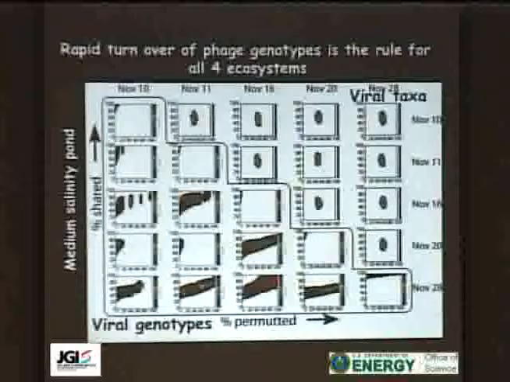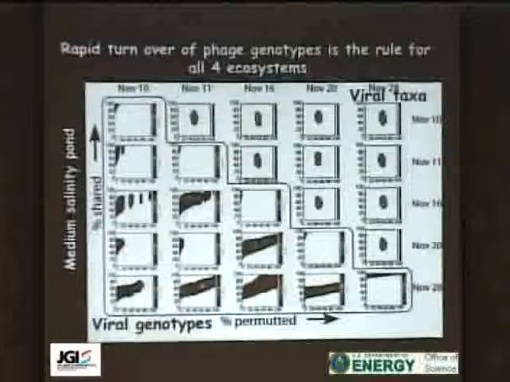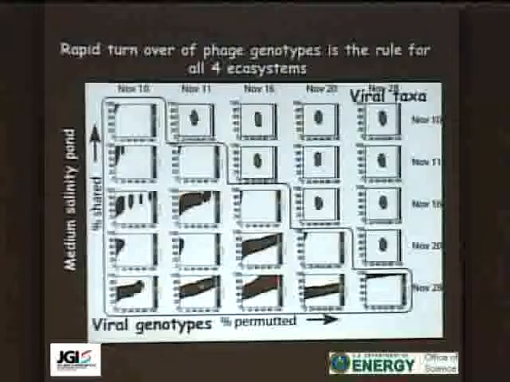So this is a medium salinity pond, same idea. This is the percent of genotypes that are shared, and then this is the percent permuted, or the relative changes in ranks going along this. So you can see from November 10th versus November 11th, there's already a change in the percent that are shared. So they're already starting to change. And then, of course, over time, it changes. And we can often see where it looks like it cycles back. So you've gone through all these different types of populations, but then you get back to the ones that you were at before.